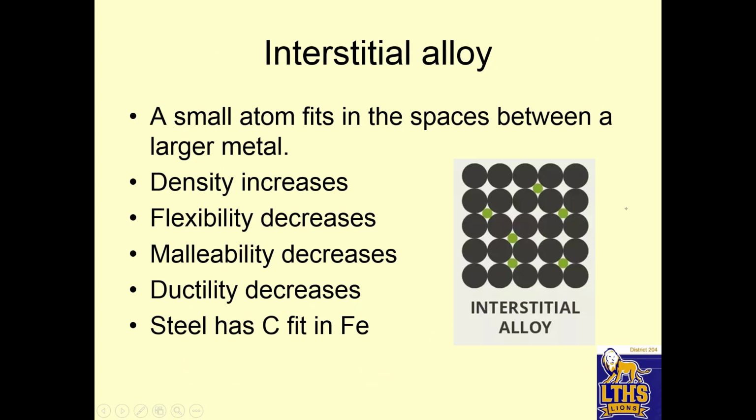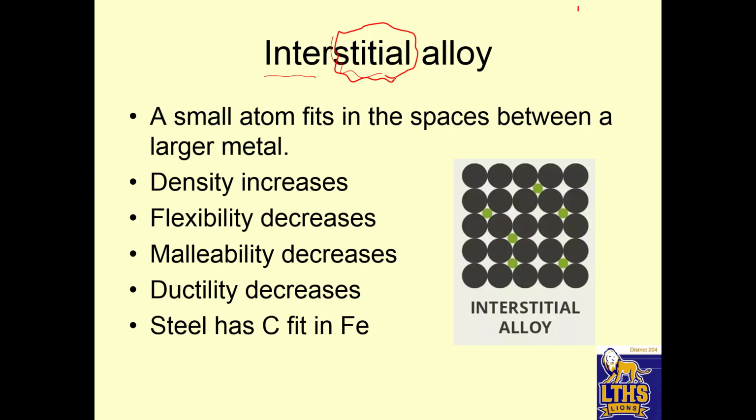There are two types of alloys. One is an interstitial alloy. Interstitial means between spaces. Hey, there's your Latin experience for the day, probably. I don't know what stitial really means, but you can tell me if that's your Latin experience when you get it. A small atom fits in the spaces between a larger metal.